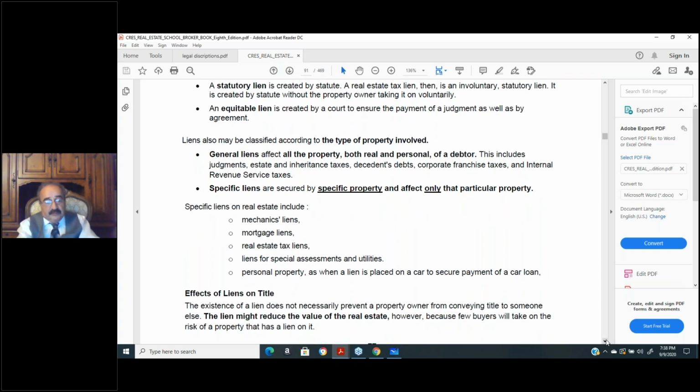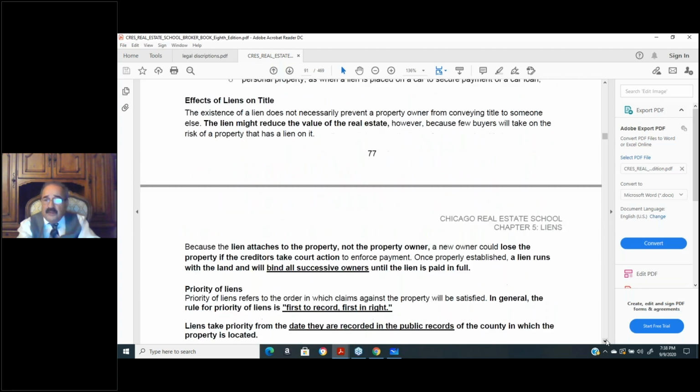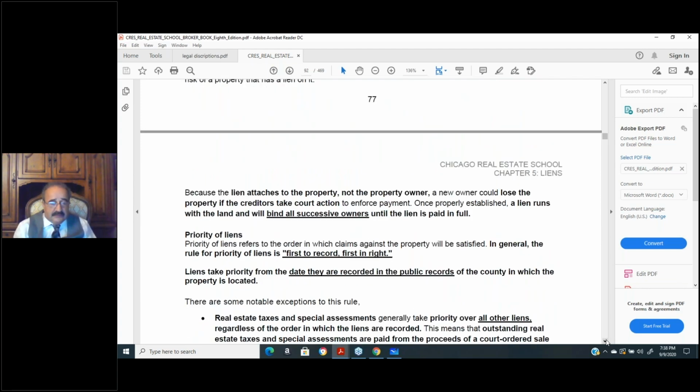So these are the different types of liens. Now, let's go to the next page. Let's talk about priority of liens. I want you to highlight it, put an X by that. Priority of liens. Liens are going to be paid in the order in which they are filed or recorded, which means first in right is first in line.